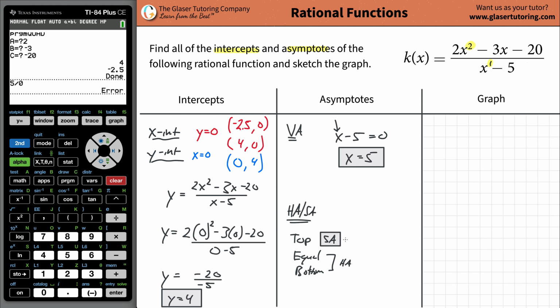But for slant asymptotes, we have to perform a certain process. What we're going to do is long division. Long division, my friend. We have to divide this denominator into the numerator, or this divisor into this dividend. So we set it up. We go x minus 5, we write our little division symbol, and then we go 2x squared minus 3x minus 20. And now we do long division.